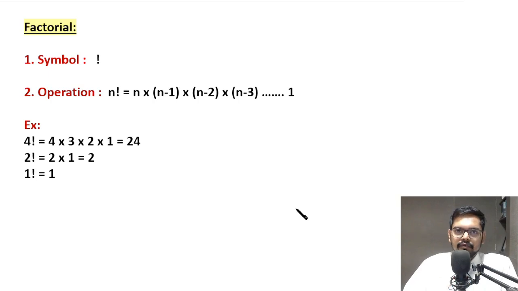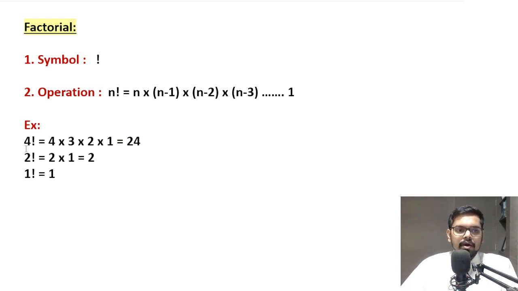In today's class, we are going to study about permutation. But before going to that topic, let us first understand what a factorial is, because factorial is going to be used in permutation calculation. The symbol of factorial is the exclamation mark, and the operation is: n factorial is n into n minus 1 into n minus 2 into n minus 3, and so on. The last term should be 1.